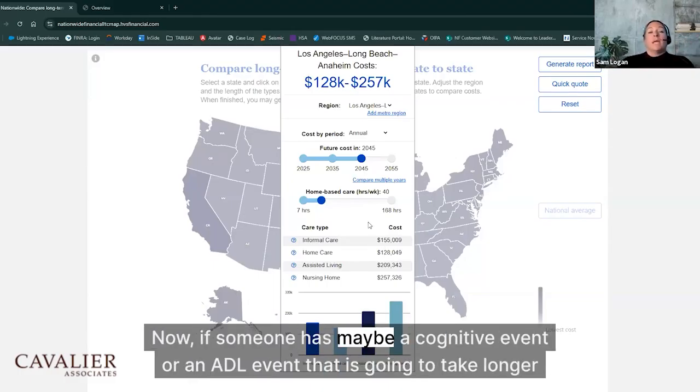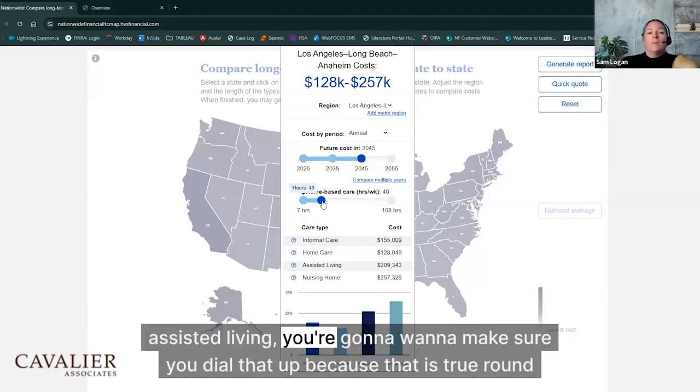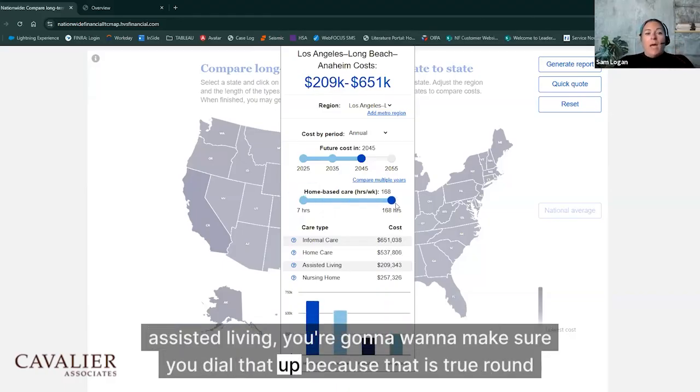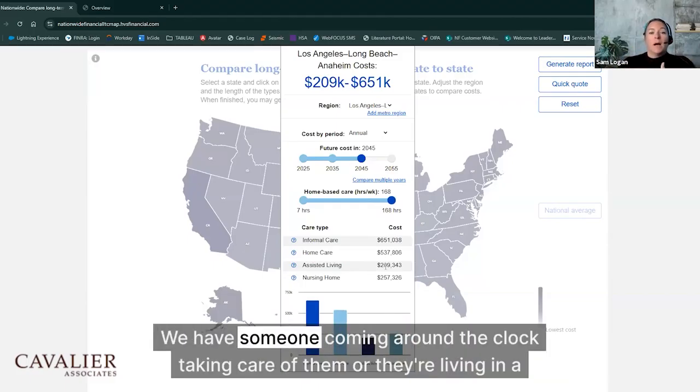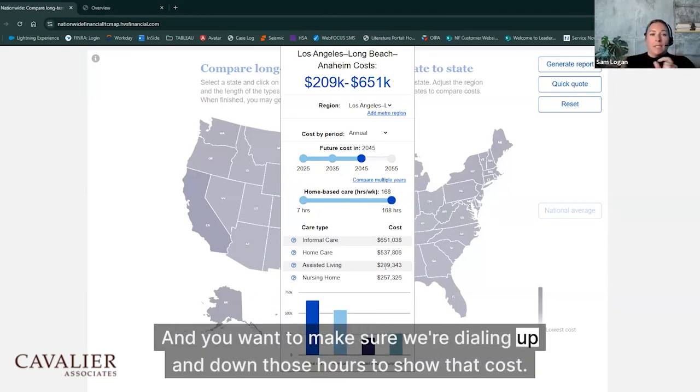Now, if someone has a cognitive event or an ADL event that is going to take longer, or they need round-the-clock care, or they're moving into a nursing home or assisted living, you're going to want to make sure you dial that up, because that is true round-the-clock care. We have someone coming around the clock taking care of them, or they're living in a facility, and you want to make sure we're dialing those hours up and down to show that cost.